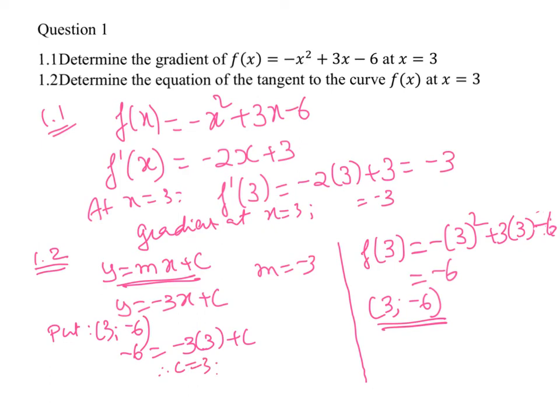Therefore, my final answer here is y is equal to negative 3x plus 3. That's how I find the equation of a tangent. The key point here is, first I find the derivative at the point. The derivative at that point will be the gradient of the tangent. Then I find the common point and substitute that point to find the equation of the tangent.